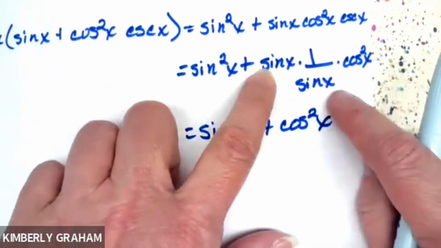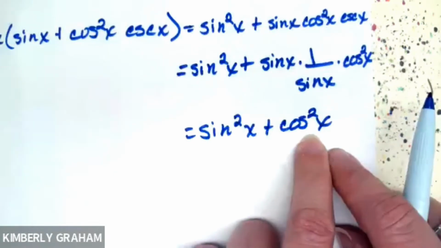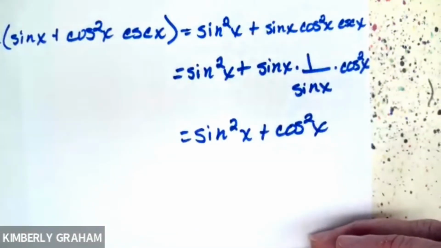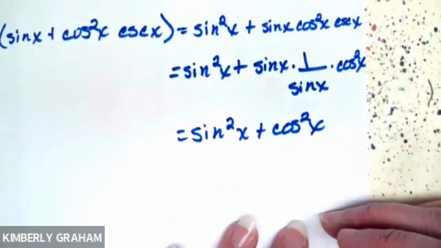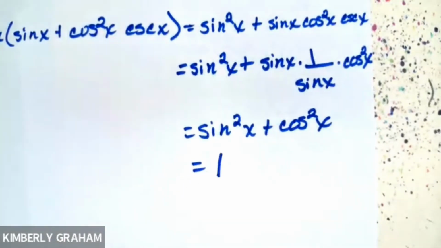Now, if you wanted to say that this cancels out to 1 and then 1 times cosine squared, and then in the next step put cosine squared, that's fine, but we could just cancel out here. And sine squared plus cosine squared is 1. That's the Pythagorean identity there. Any questions on that so far?